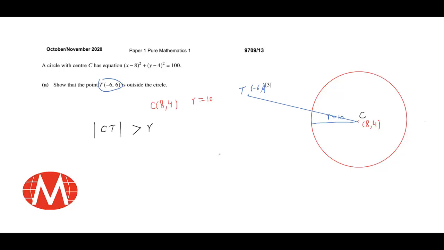So let's check it. The distance between two coordinates can be calculated using this formula of coordinate geometry: the square root of (x2 − x1)² + (y2 − y1)². So x2 is 8, and minus (−6), whole squared, plus (y2 − y1) whole squared.